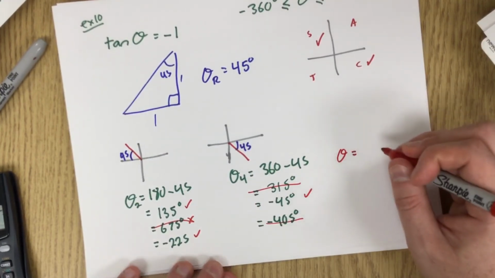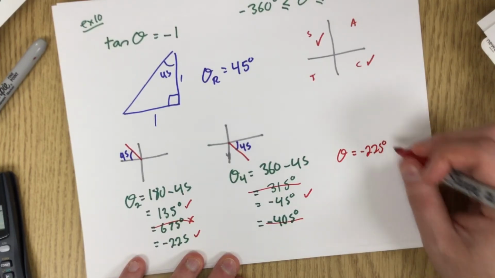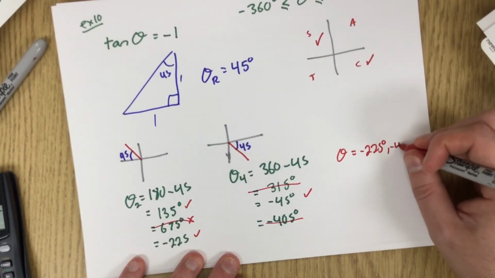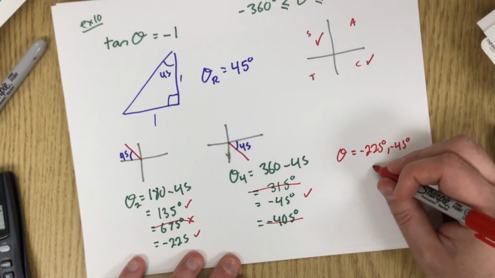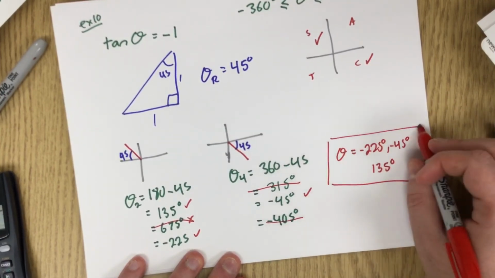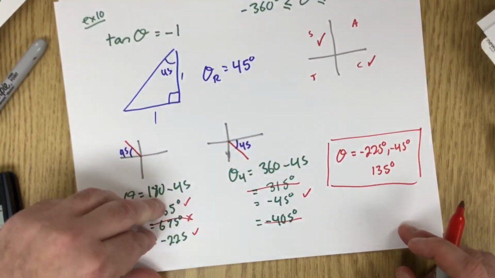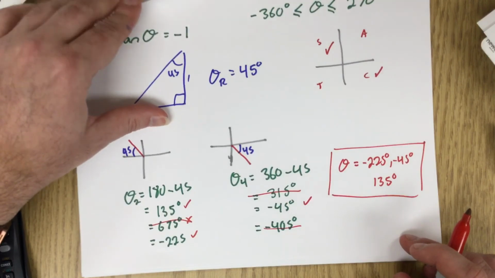So in this case, the answer is going to be, in order from lowest to highest, minus 225 degrees, negative 45 degrees, and positive 135 degrees. And those are, if tan of theta equals negative 1, those are all the answers in that domain that have a tangent of minus 1.